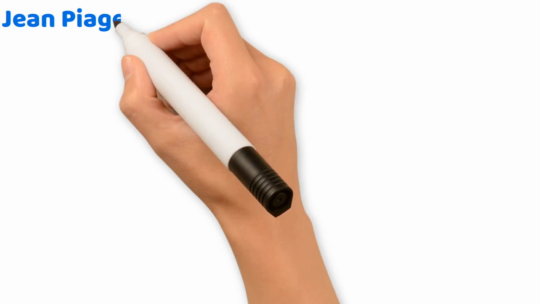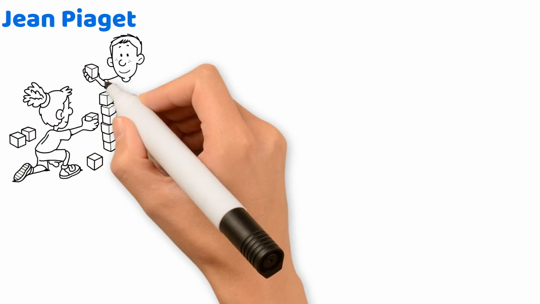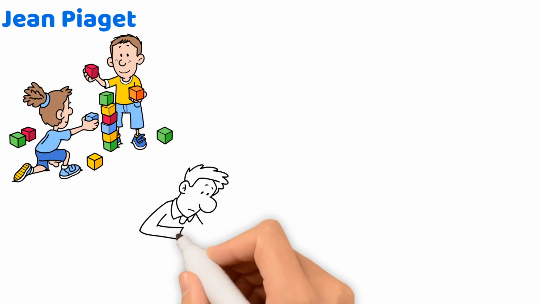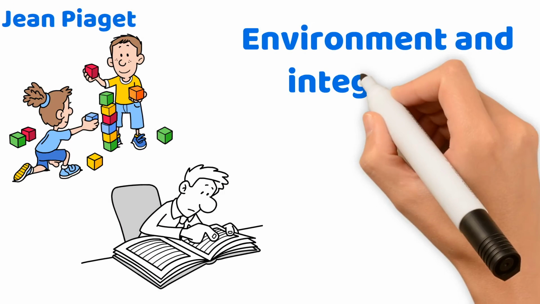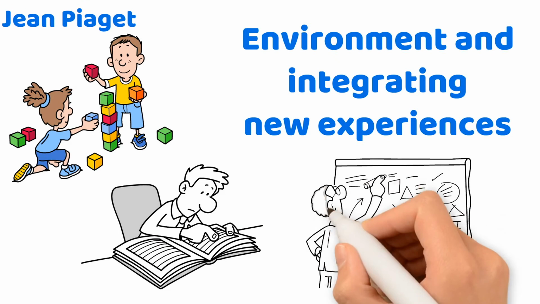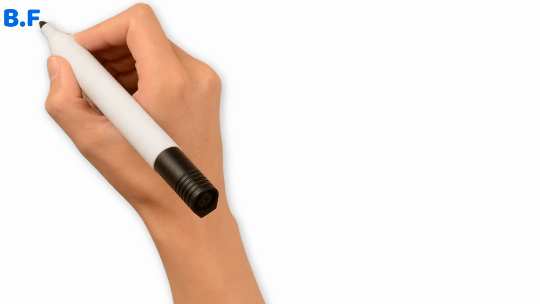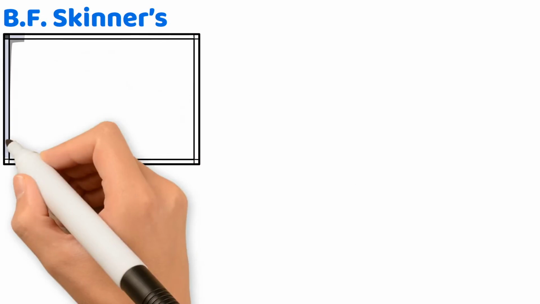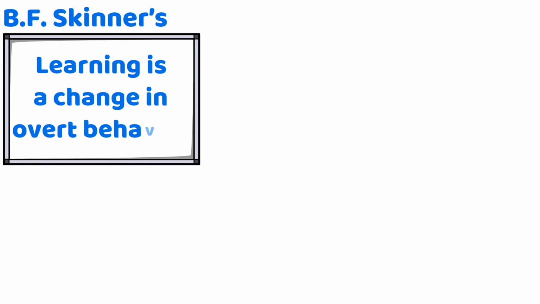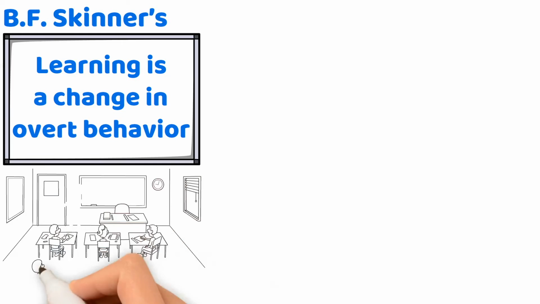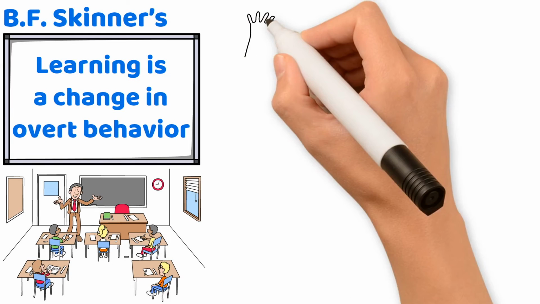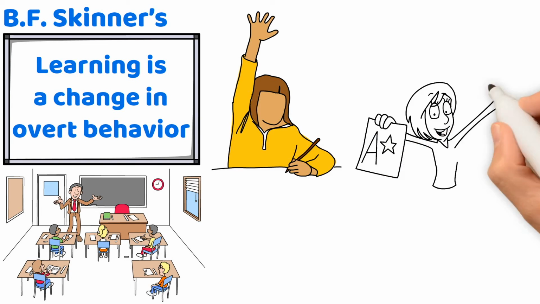1. Jean Piaget found that children actively construct their own cognitive worlds, learning through interaction with their environment and integrating new experiences with existing cognitive structures. 2. B.F. Skinner's behaviorist theory emphasizes that learning is a change in overt behavior, influenced by the environment's responses to one's actions, with reinforcement playing a key role in shaping behaviors.